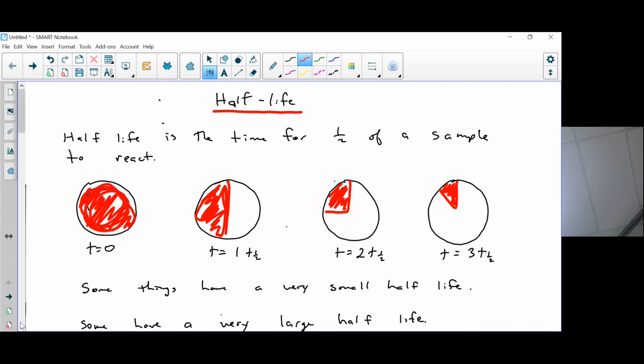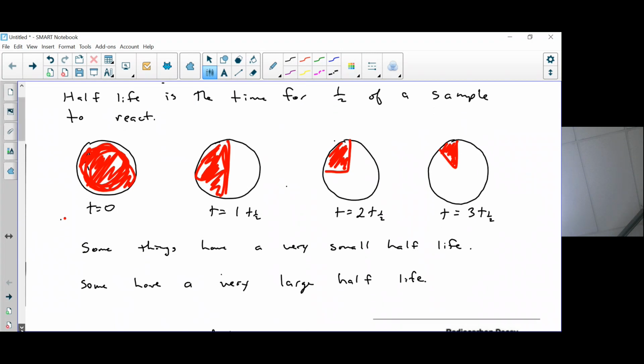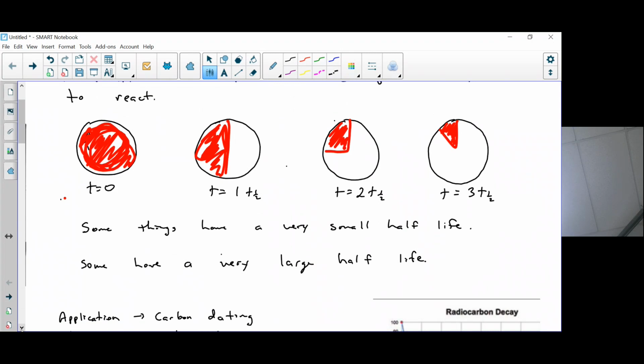So some things have a very short half-life. There are all sorts of isotopes that have a really small half-life, but some have a very large half-life. And this is the problem. Nuclear reactor waste often has a really, really large half-life.